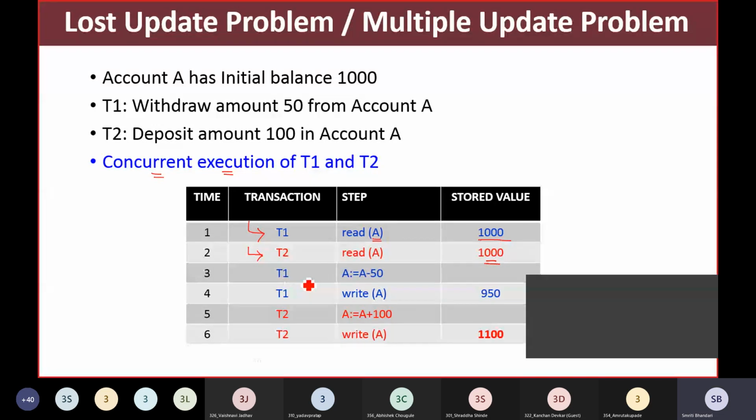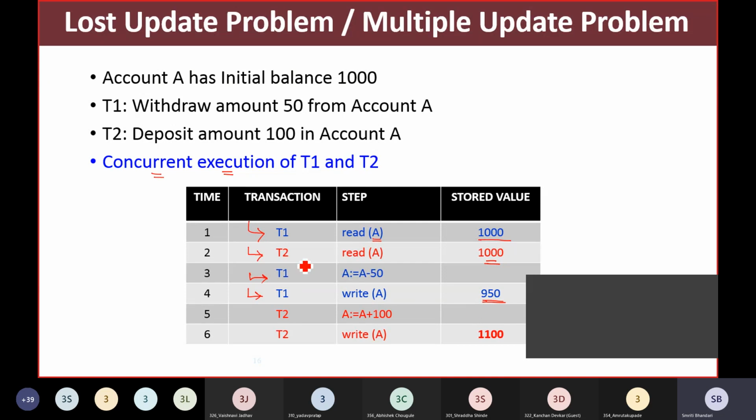Now comes the instruction from T1. So see here, T1 is withdrawing 50. So T1 is executing A equal to A minus 50. So this instruction gets executed. Next, once again, the instruction from T1 gets executed. So T1 is writing the amount A. So obviously, T1 has read 1000. T1 has subtracted 50 now from A. So the value of A becomes 950 and the same value is written by T1 into the database.